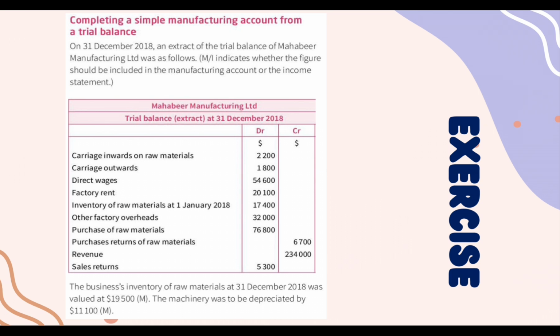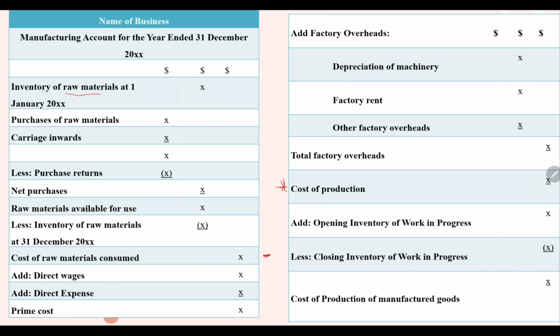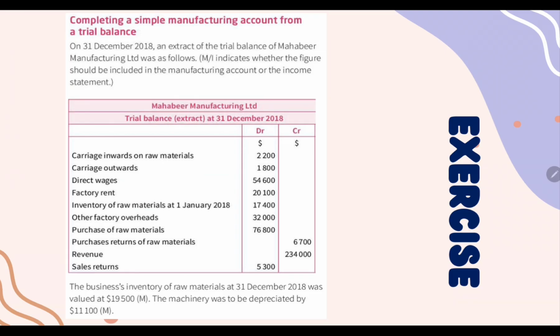So the very first one we have is carriage inwards on raw material. And if we come back here, we'll see carriage inwards here, right? So this will go in the manufacturing account. Next, we have carriage outwards. Carriage outwards is an expense. It's just an expense. It's not even an overhead. So this will go in the income statement.